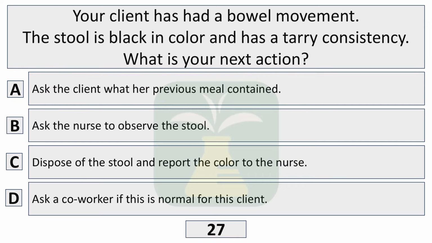Your client has had a bowel movement. The stool is black in color and has a tarry consistency. What is your next action? A. Ask the client what her previous meal contained. B. Ask the nurse to observe the stool. C. Dispose of the stool and report the color to the nurse. D. Ask a coworker if this is normal for this client.